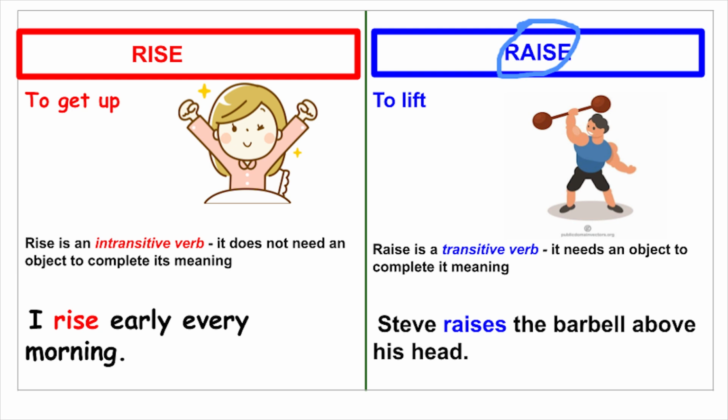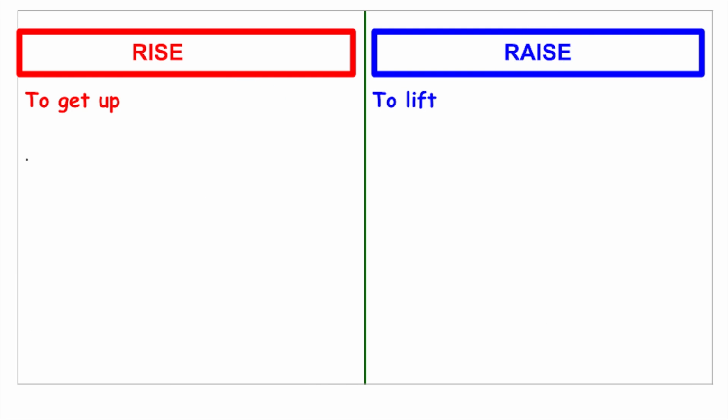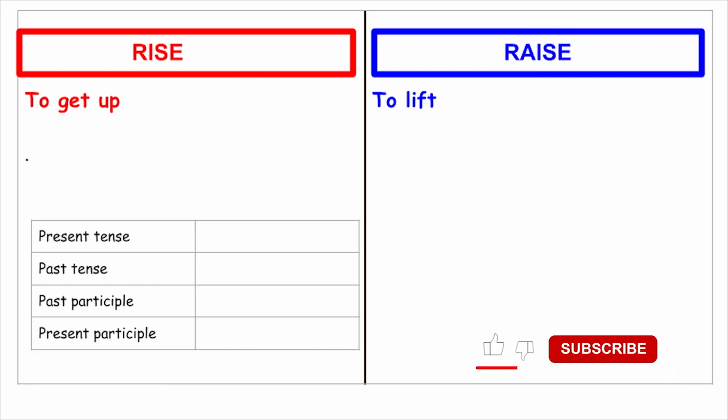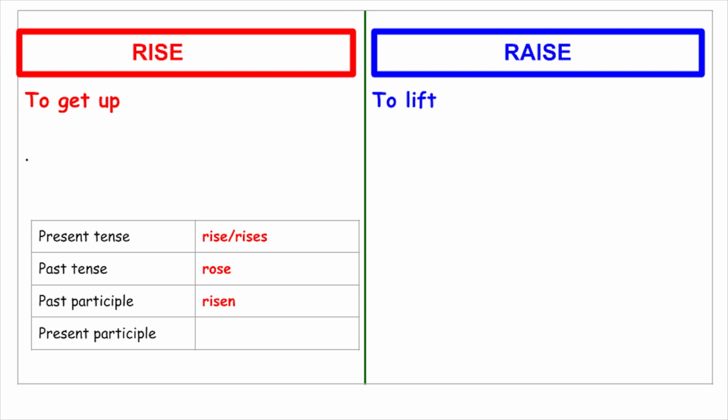Let's look at the verb forms of rise and raise. Rise is an irregular verb. Its verb forms are rise or rises in the present tense. The past tense is rose, the past participle is risen, and the present participle, which is what we call the ing form, is rising.